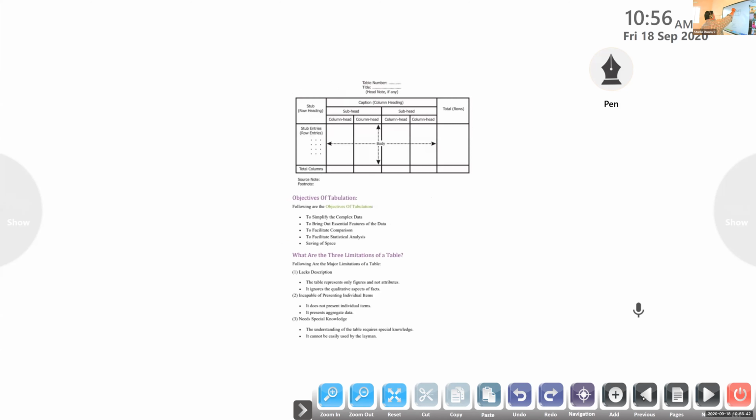So you can see here heading, table number, title, head note, caption, subhead or the row heading, body of the table. Like that, almost all the information is here. Source note is here and footnote here. So this is the parts of a table. So the question is important. What are the objectives of tabulation?